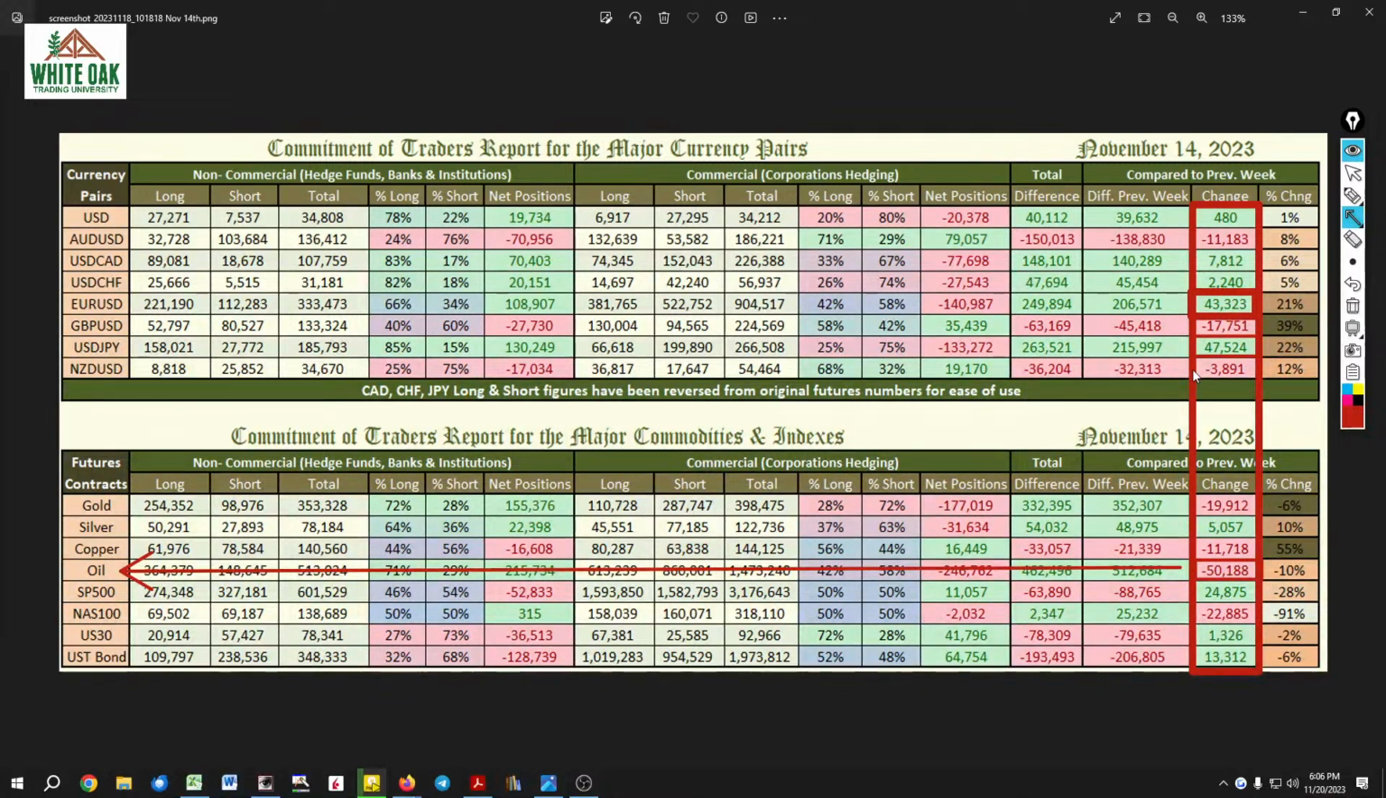So the three that really stick out for me are: 1, euro, bullish. 2, oil, bearish. And 3, US dollar, Japanese yen, bullish. Those are the three that stick out, so those are the three that I would be focusing on. All right, so now that we have those three, just keep that in mind.